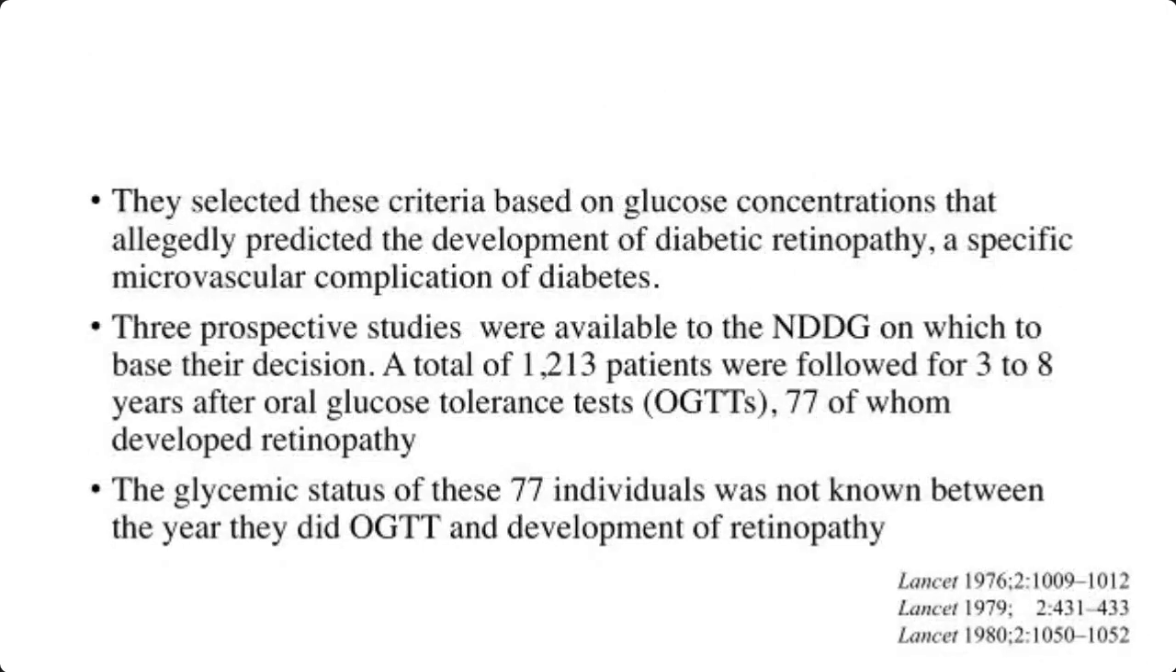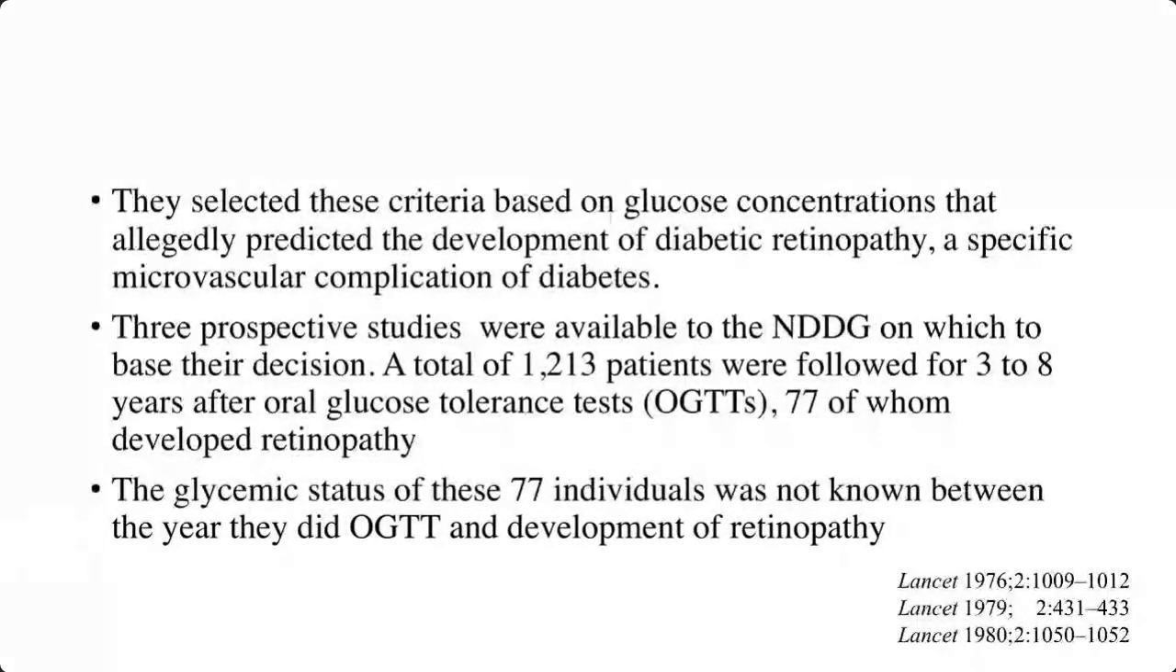So where did they get this number from? They got it from retinopathy data. And why did they choose retinopathy data? Retinopathy is duration dependent. So this group, the NDDG, chose 3 prospective studies with a total of 1,213 patients. These patients got an oral GTT, and they were followed up for 3 to 8 years.